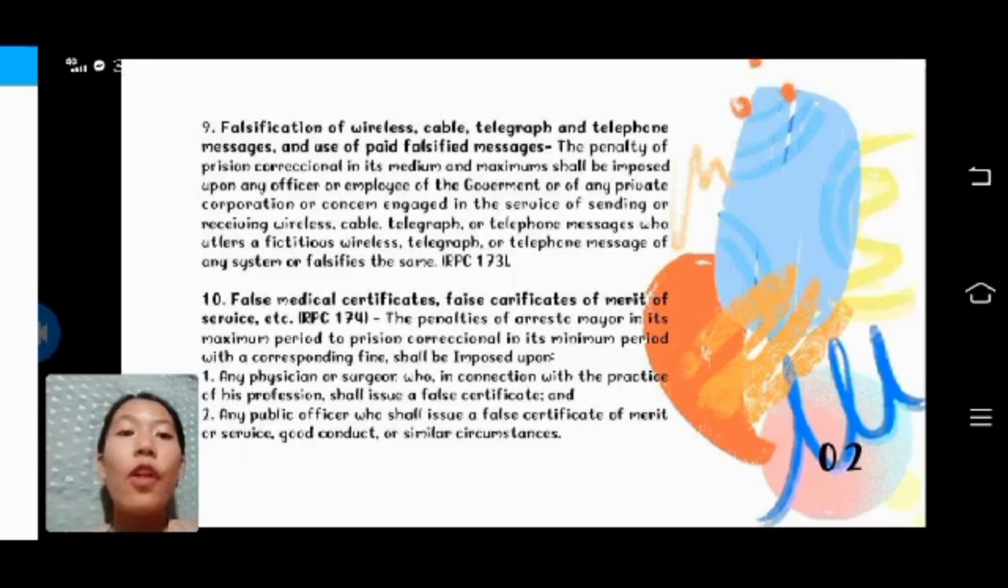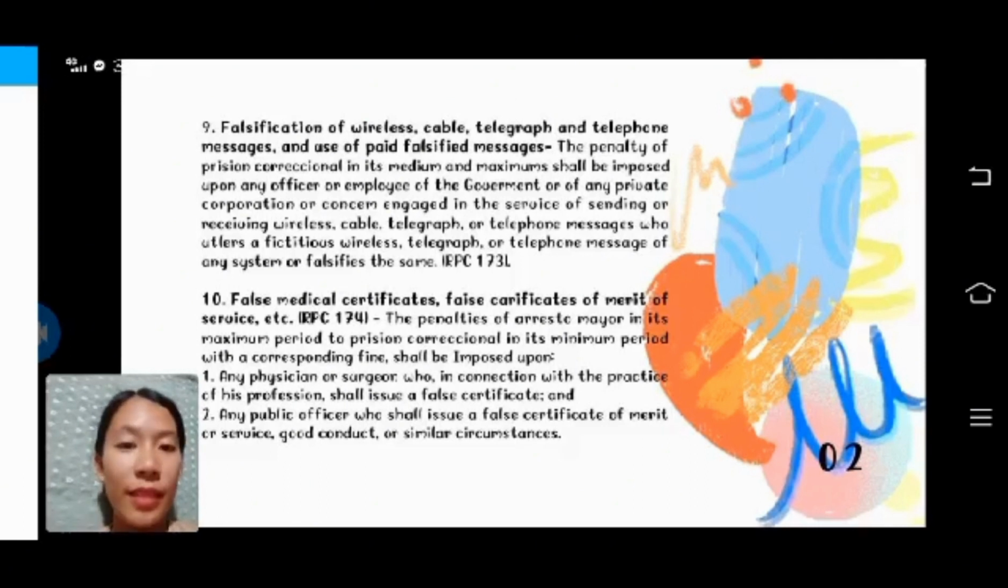And ten is false medical certificates, false certificates of merit or service, and so on. The penalty of arresto mayor in its maximum period to prision correccional in its minimum period with a corresponding fine shall be imposed upon, first, any physician or surgeon who, in connection with the practice of his profession, shall issue a false certificate. And second, any public officer who shall issue a false certificate of merit or of service, good conduct, or similar circumstances.